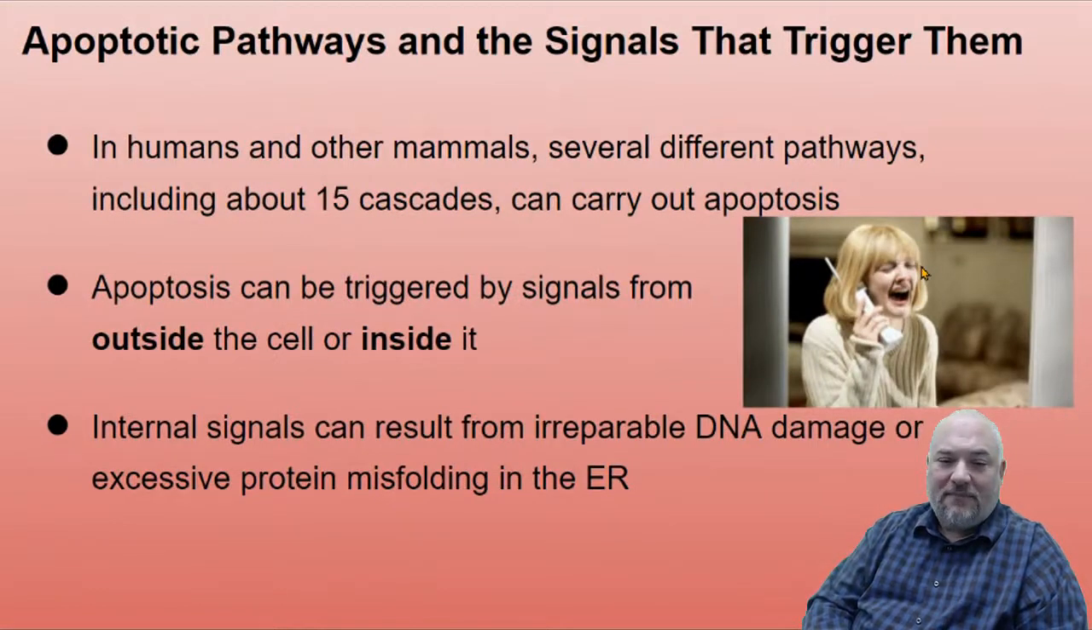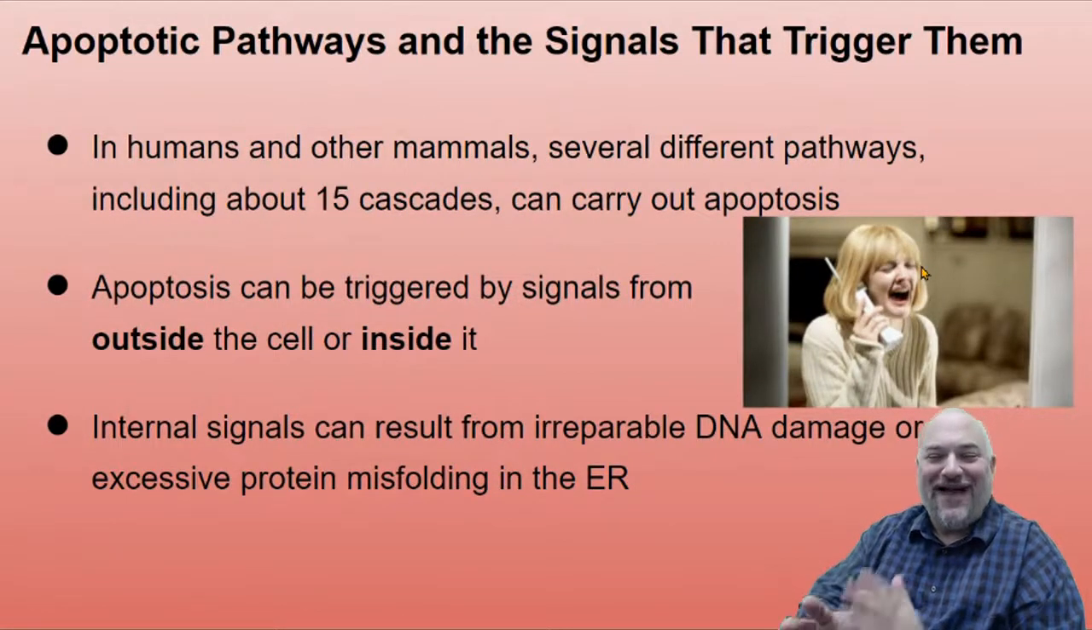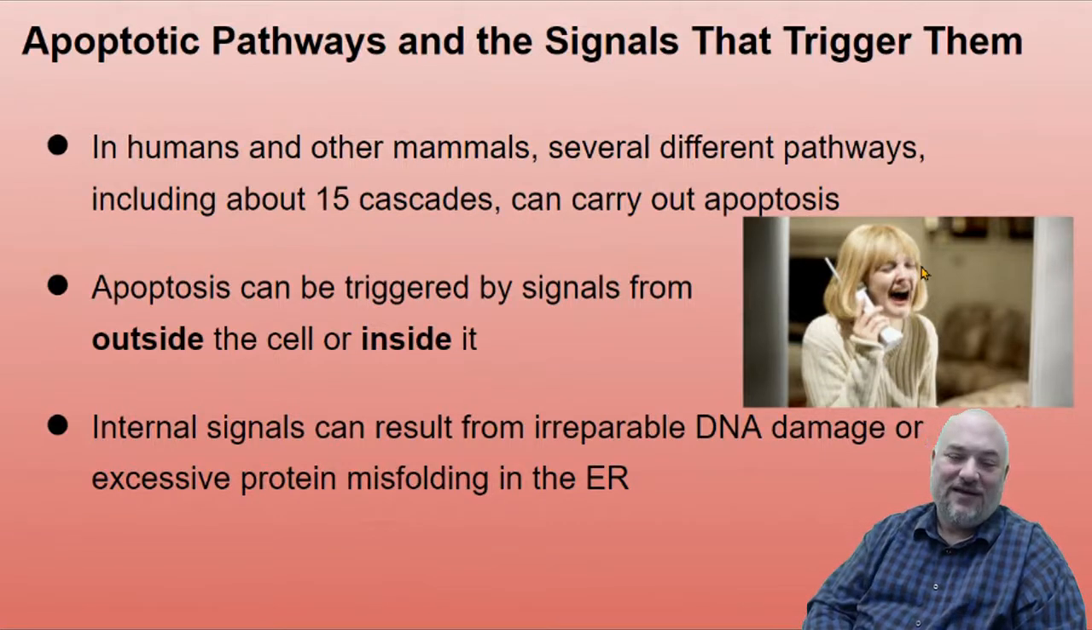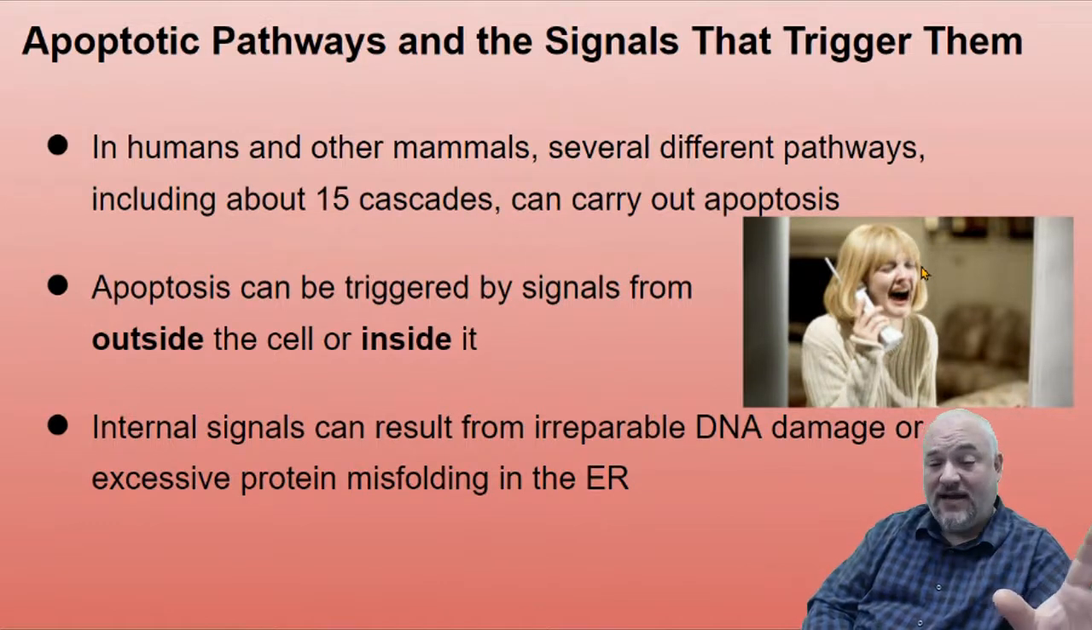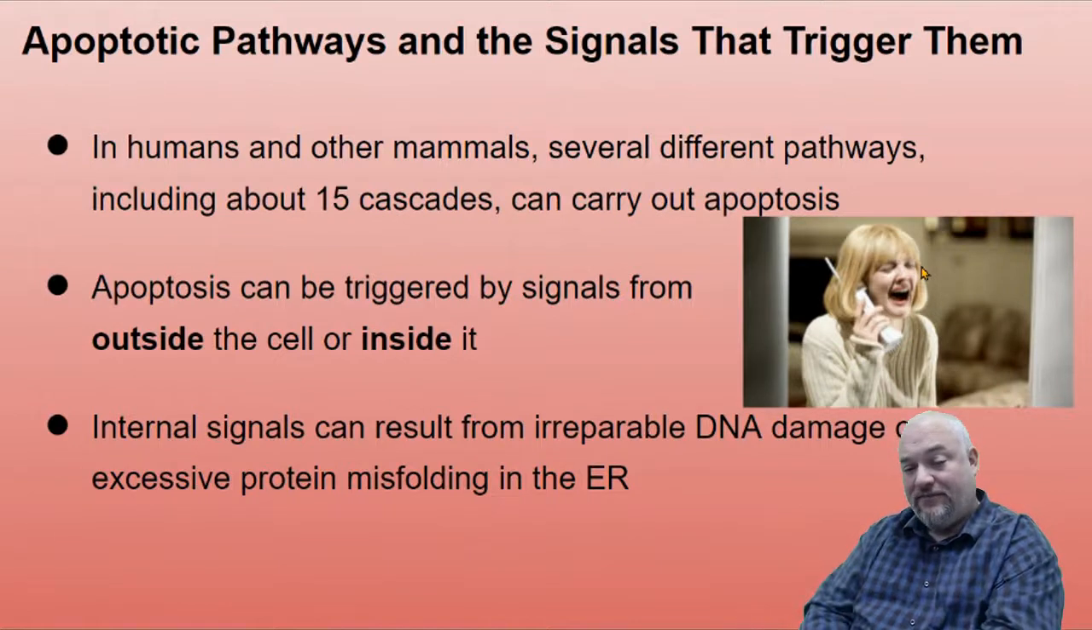All right, apoptotic pathways and the signals that trigger them. There's a lot of different ones. You don't need to know the numbers, but there's a lot of different mechanisms that can carry out apoptosis. It can be triggered by signals outside the cell or inside the cell.